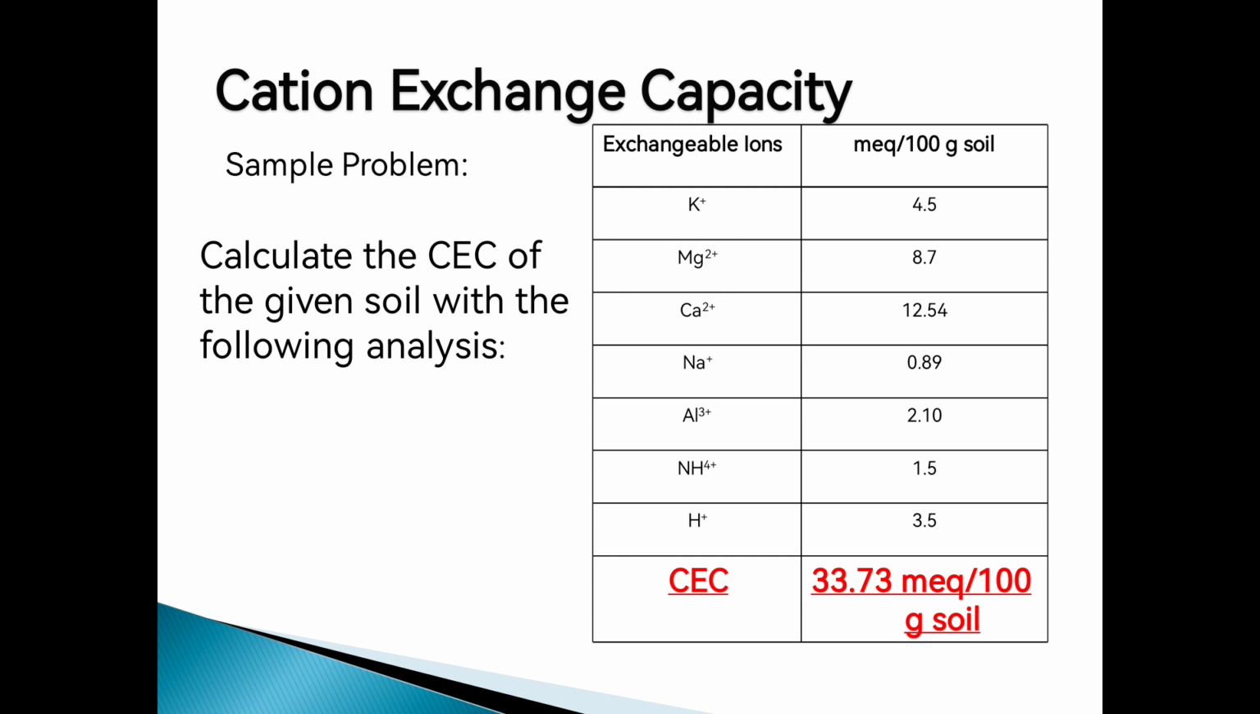So to calculate the CEC, we just sum all of those cations present in the soil. So when you sum it up, it will result to 33.73 milliequivalent per 100 gram of soil.